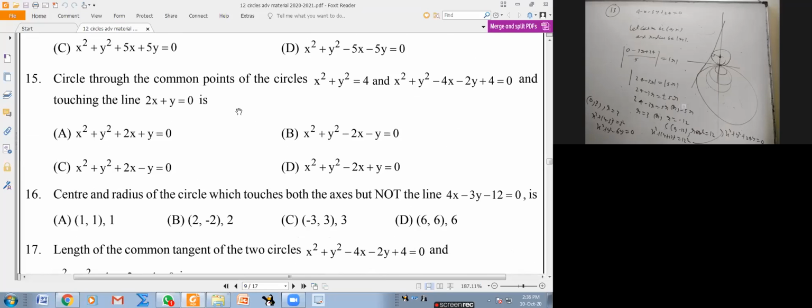Sorry, yesterday I could not take that KVPY class also. Today I'll take it at 3:30 with another Zoom ID, not this one.